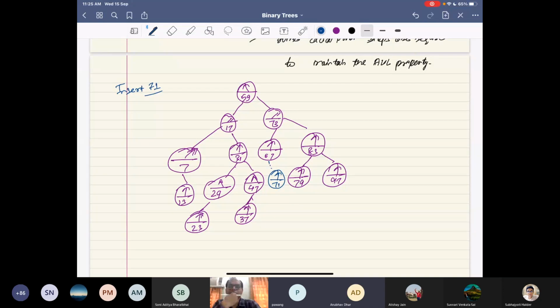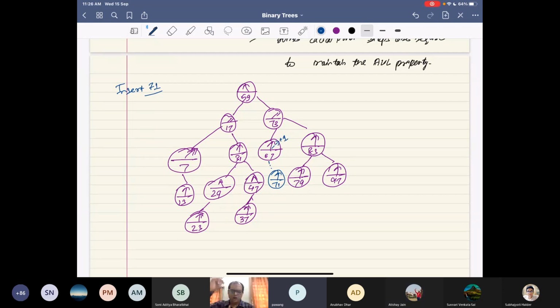Update the balance factors. I have to go up and see, okay, because this new node has been added, this might have changed the balance of the previous nodes. So I'll have to see, for its parent, the balance has gone from 0 to... what will be the balance of the parent? Plus 1. Yes. Okay.